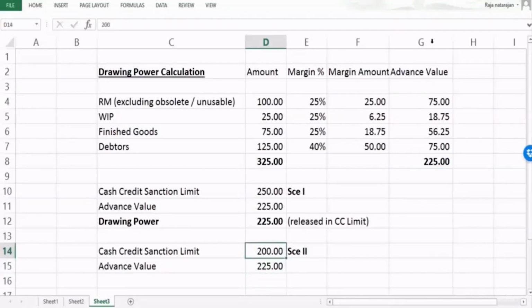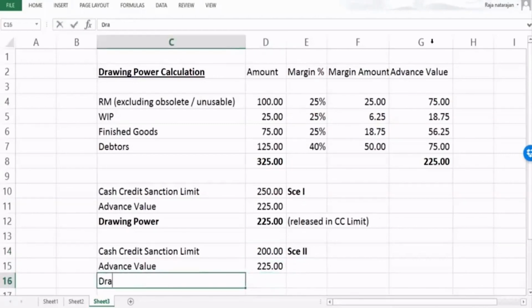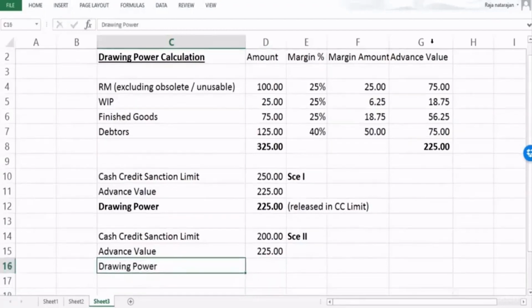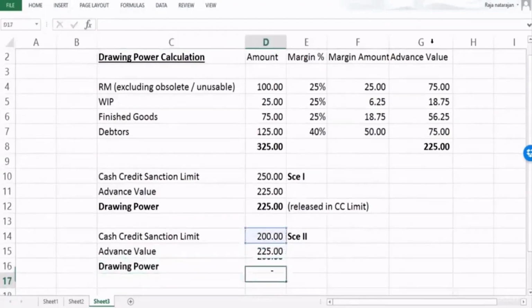Sanction is 200, but advance is greater than the sanction. In that case, again, the drawing power is going to be whichever is lower, that is, it's going to be this 200. So even if you have the advance value, that amount cannot be released because the sanction limit is only 200. So this is the exact role of drawing power.